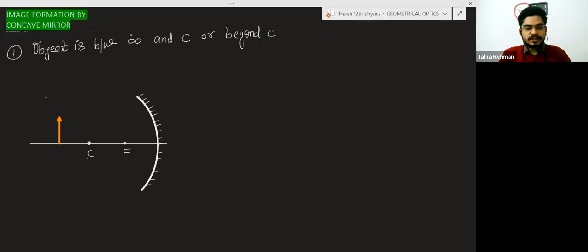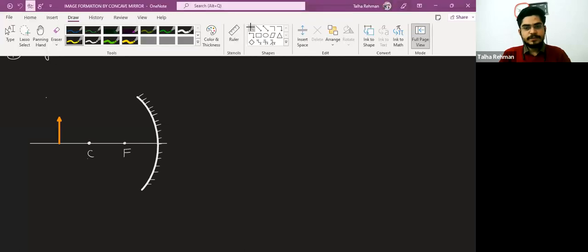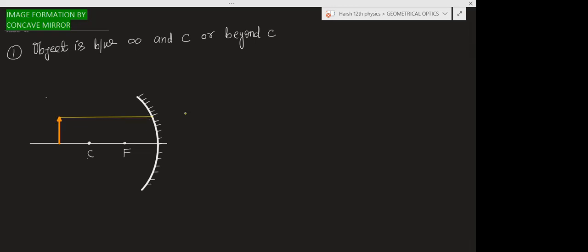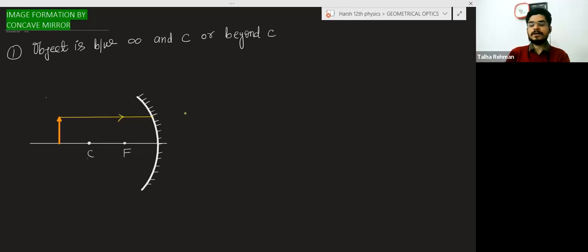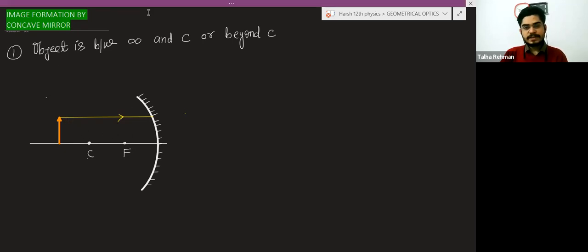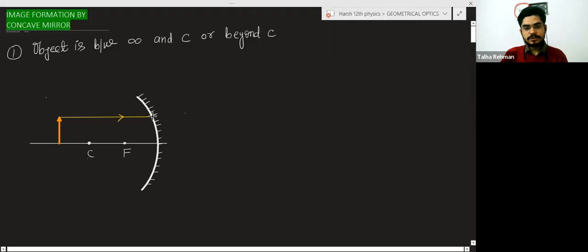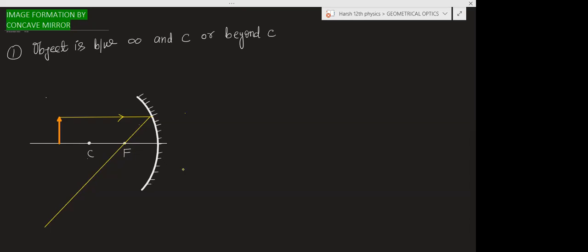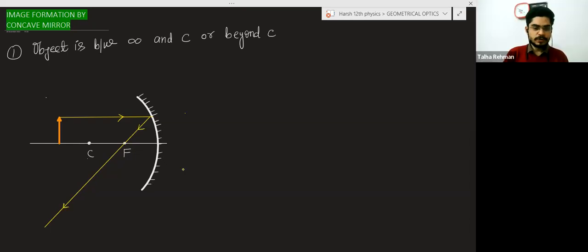Okay, so this is the object, and from this object, the first ray is drawn like this, parallel to the principal axis. We know that when a ray of light is parallel to the principal axis, after reflection it will pass through the focus. No problem.